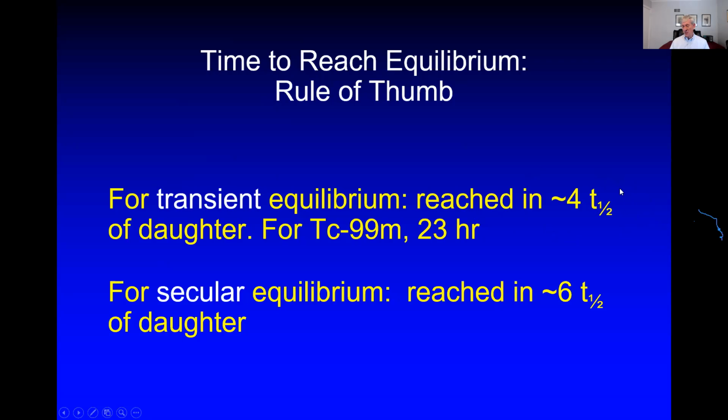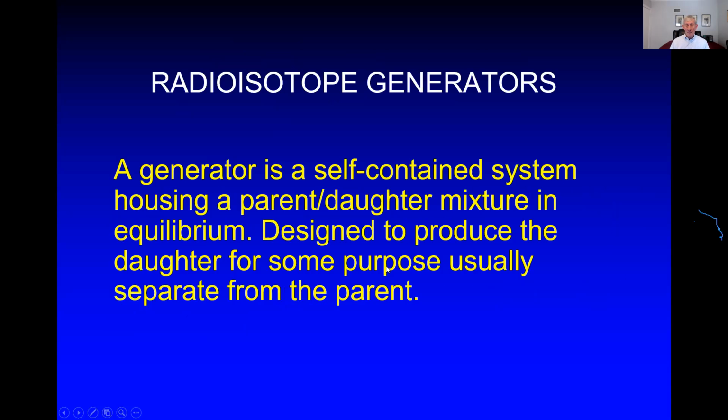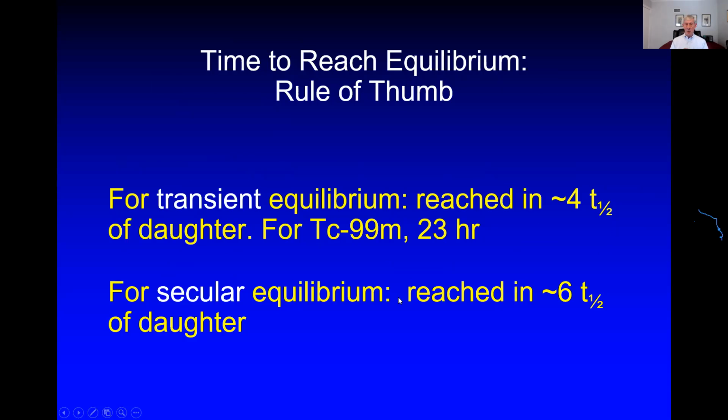So that's a very good rule of thumb. For transient, it takes 4 daughter half-lives. For secular, it takes more like 6 daughter half-lives to reach equilibrium. Now, this 23 hours is a good number to know for technetium, but that is only applicable to technetium. But keep in mind, if you don't know how long it takes to reach equilibrium, you could always multiply 4 times the daughter's half-life. Now, any questions about equilibrium before we proceed to generators?